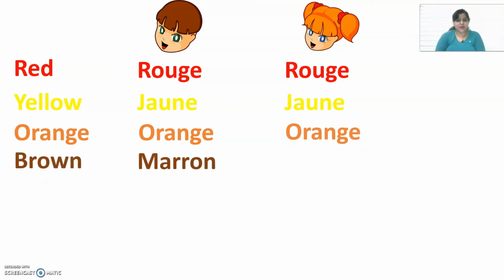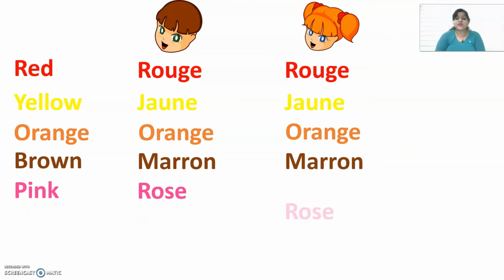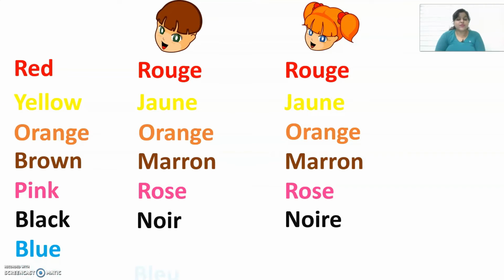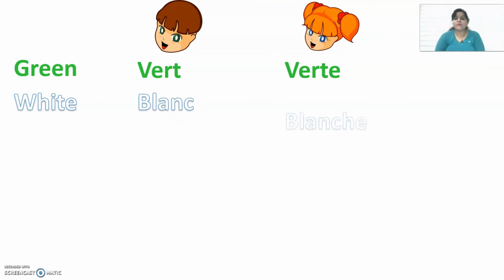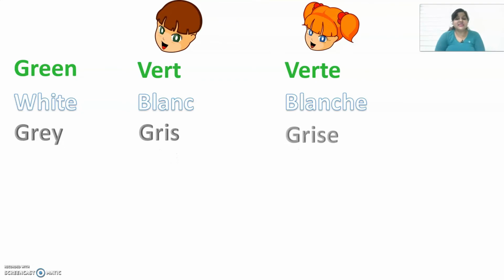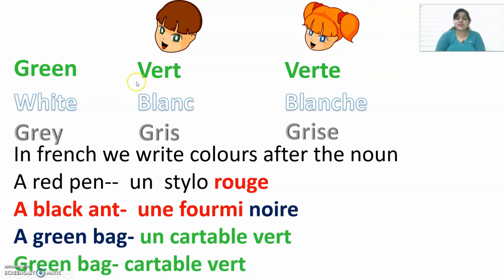Yellow, jaune. Orange, orange. Brown, marron. Pink, rose. Black, noir. Blue, bleu. Green, vert. Again I'm repeating, vert. White, blanc, blanche. Grey, gris, grise. So these were the colors in French.